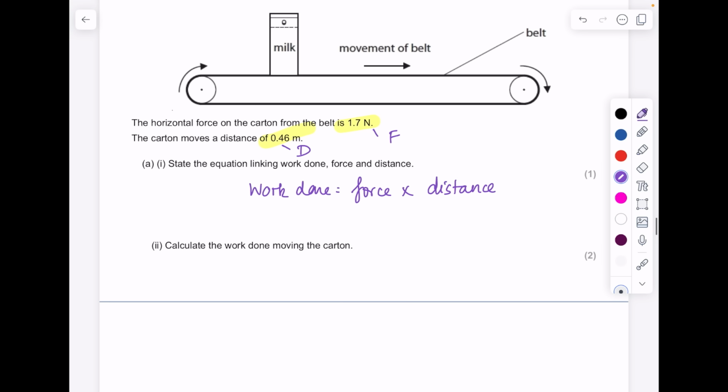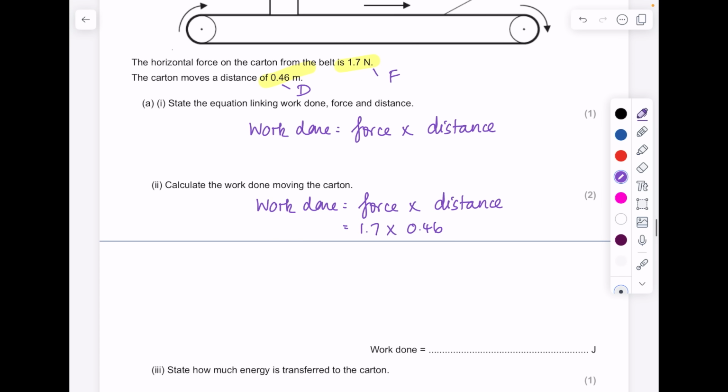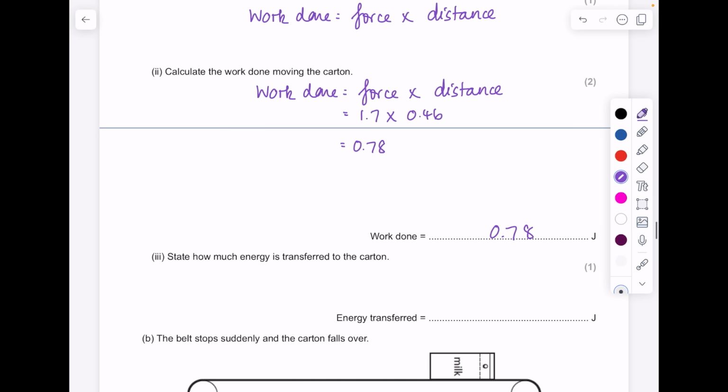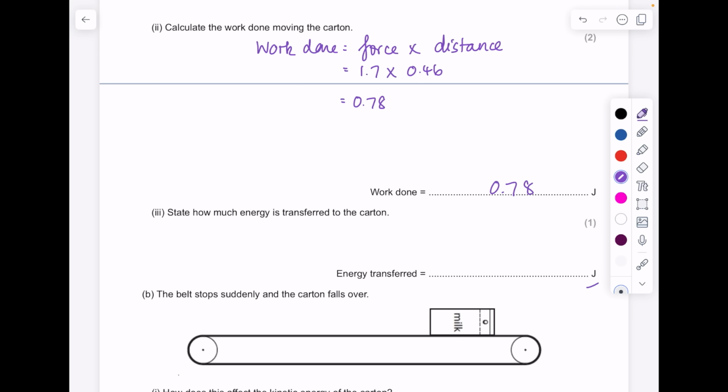Calculate the work done moving the carton. Our force was 1.7 newtons. Our distance is 0.46. So our work done is 0.78 joules. State how much energy is transferred to the carton. It's the same unit, so it's 0.78.